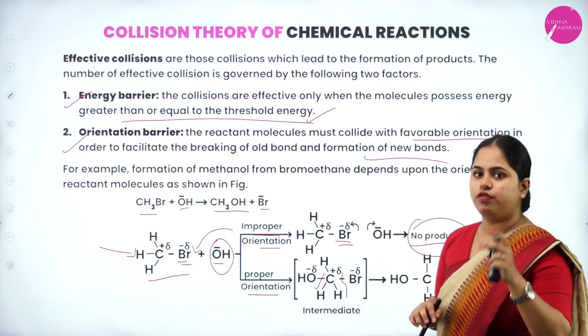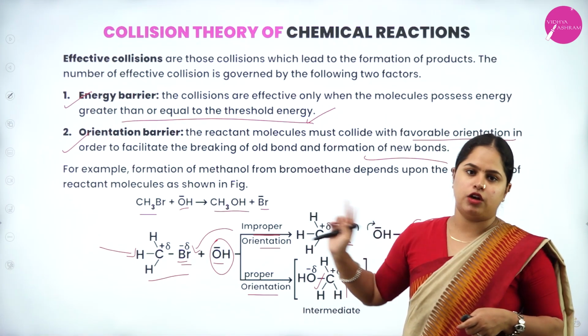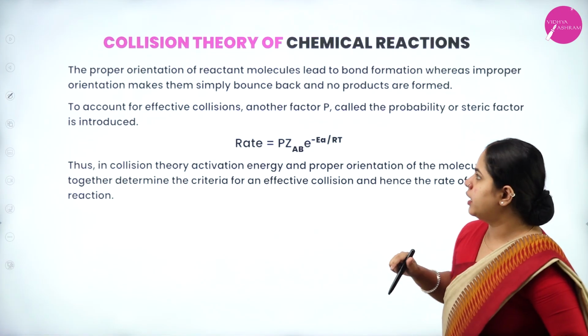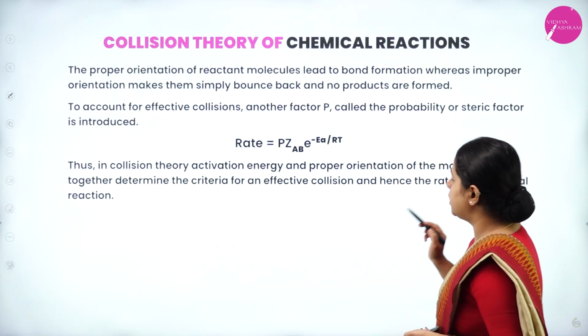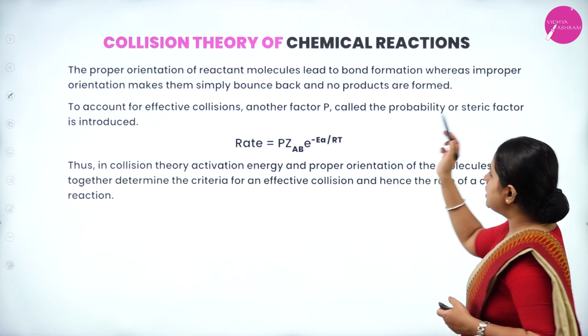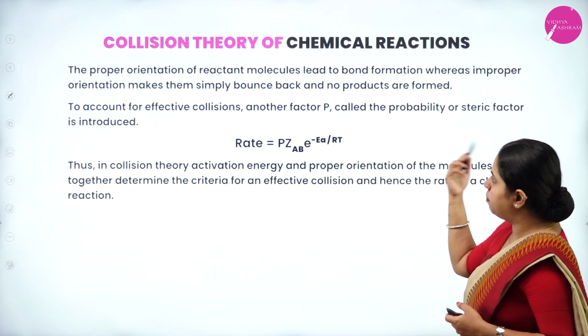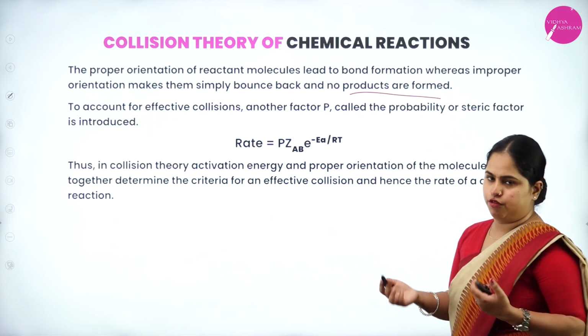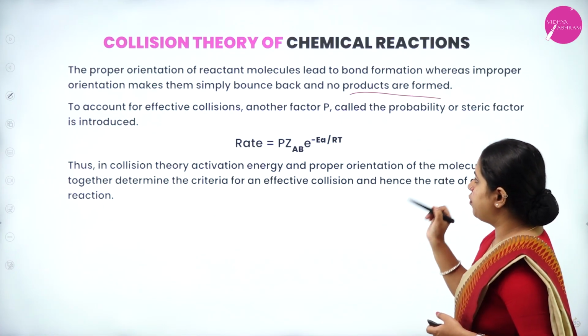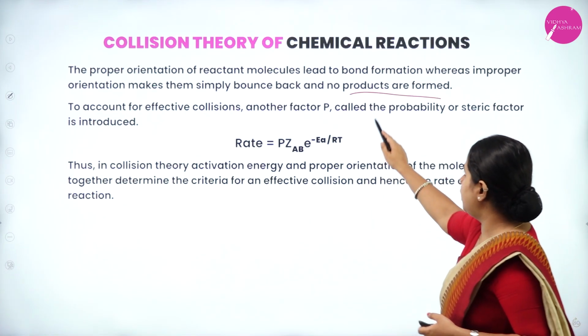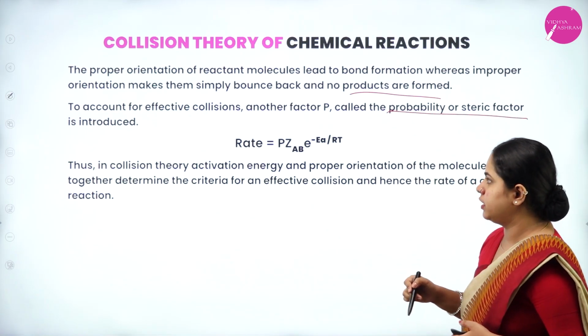So these are the two factors on which it depends: energy barrier and orientation barrier. I hope it is clear, right? Now, the proper orientation of reactant molecules leads to bond formation, whereas improper orientation makes them simply bounce back and no products are formed, right? So, to account for effective collisions, another factor P, called the probability or steric factor, is introduced.